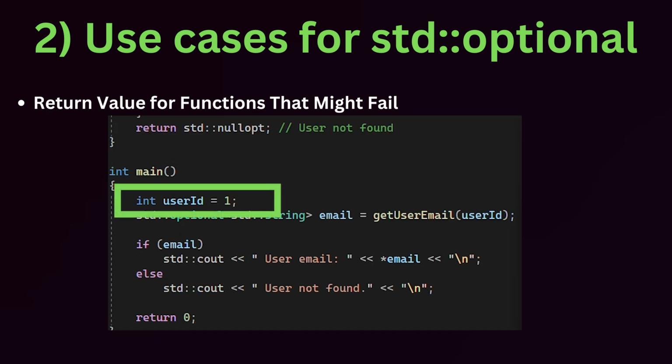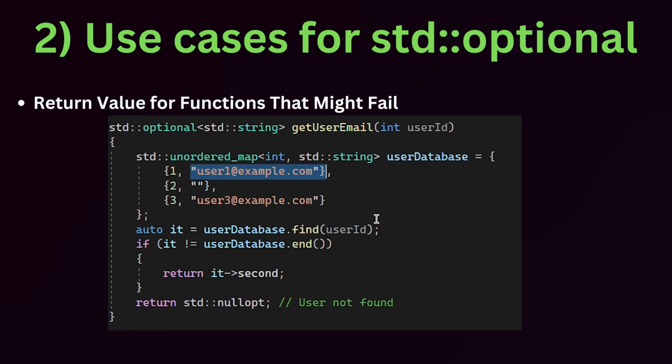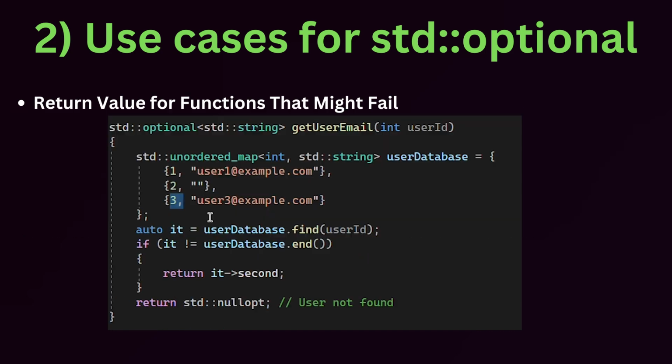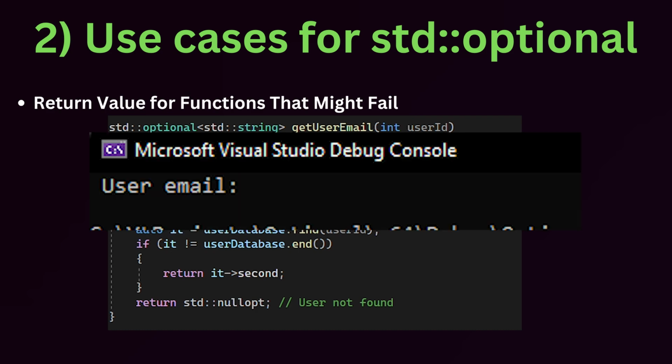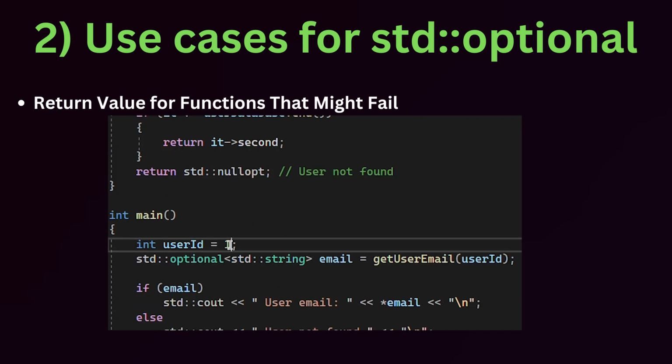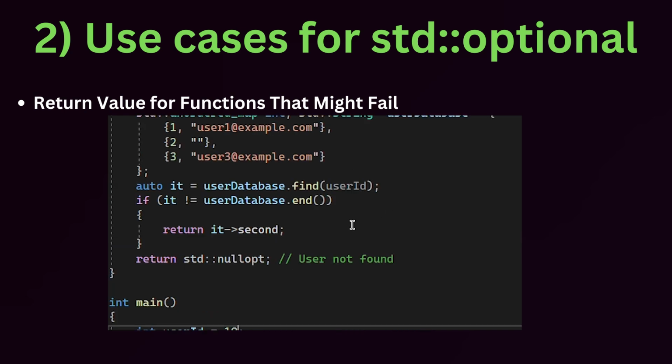We call the function with user ID 1 and it should correctly return user 1's email. And as you can see, the output is correct. If we check for user ID 2, we get an empty string. But what if we ask for a non-existent user ID, like 19? This is the exact point where optional comes in handy.